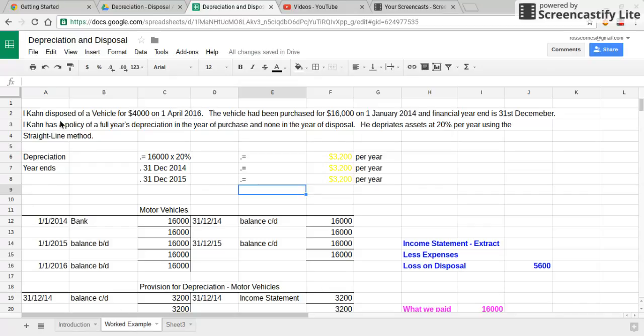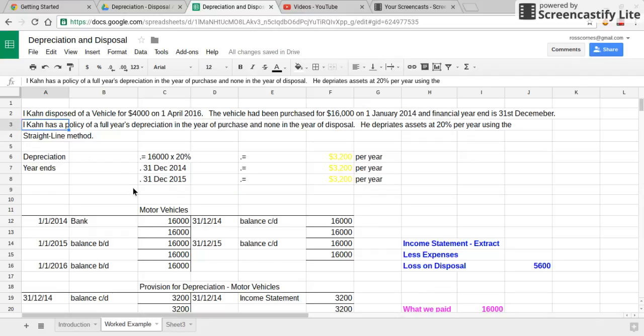Okay, first example we're going to look at, we're going to dispose of a vehicle on the 1st of April 2016 that was purchased on the 1st of January 2014. And this company has a financial year end of the 31st of December. First thing you need to do with any depreciation question, particularly involving disposal, have a check about the depreciation policy.